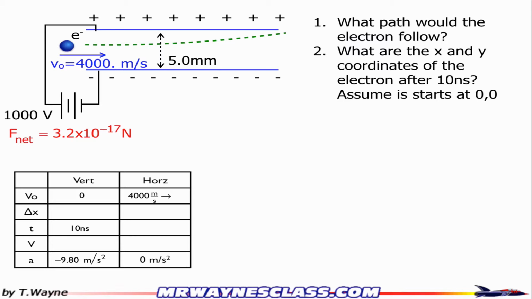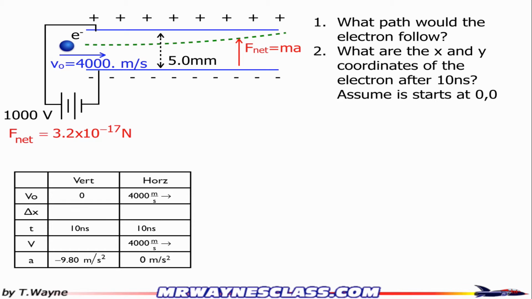Horizontally, it's traveling at 4,000 meters per second, and the time is 10 nanoseconds. The final horizontal velocity is also 4,000 meters per second. Now remember, the net acceleration is going upwards, so it's not going to act like gravity. I've got the net of two fields acting on it, gravity and the electric field, and I found the net force to be 3.2 times 10 to the negative 17 going upwards.